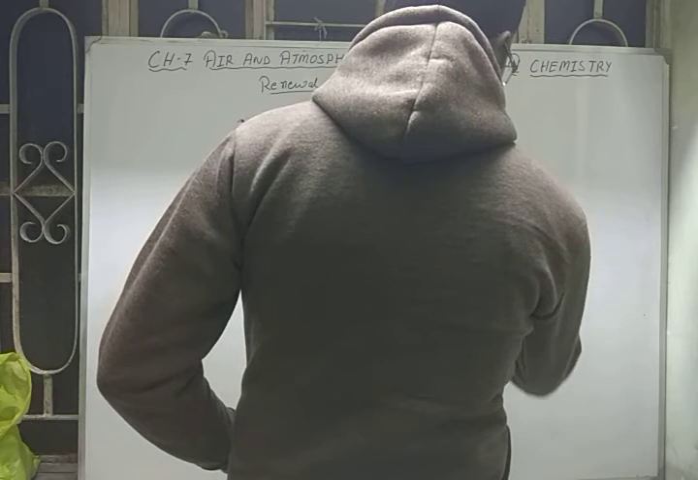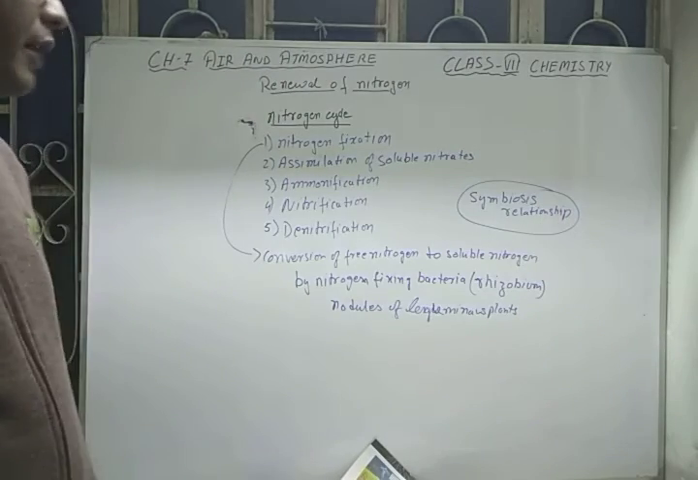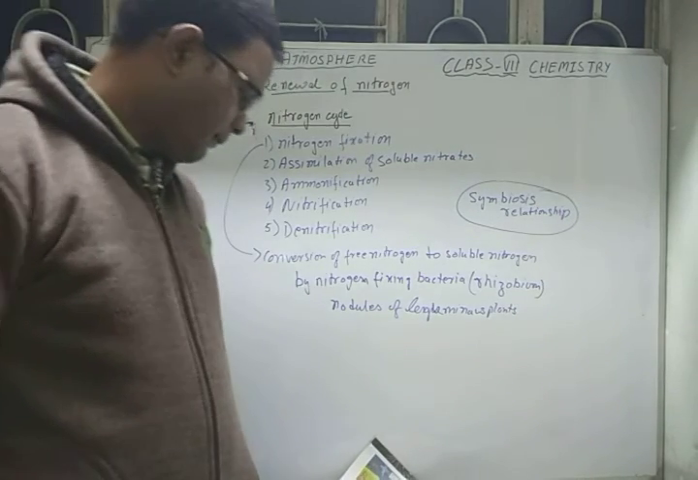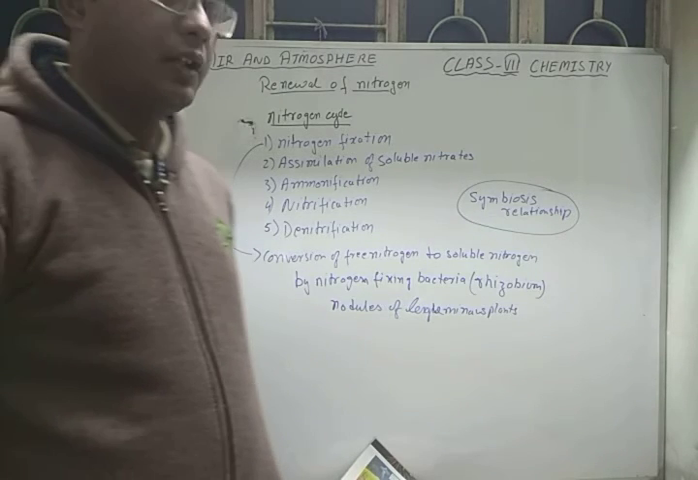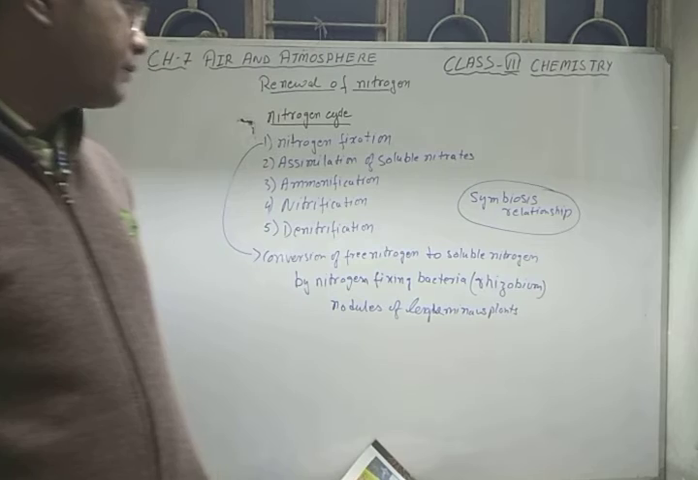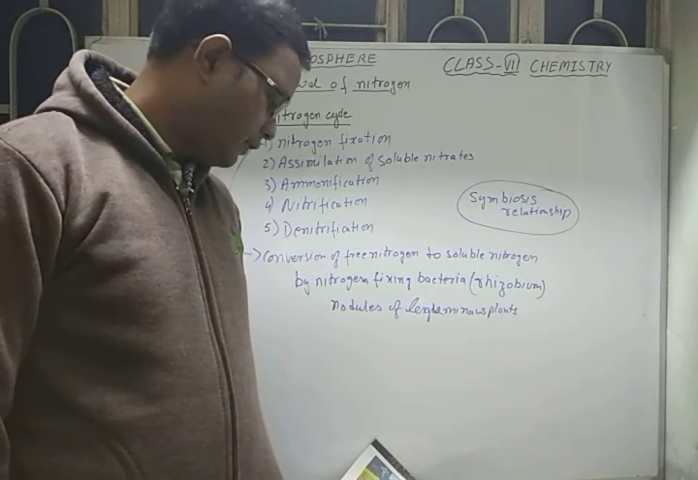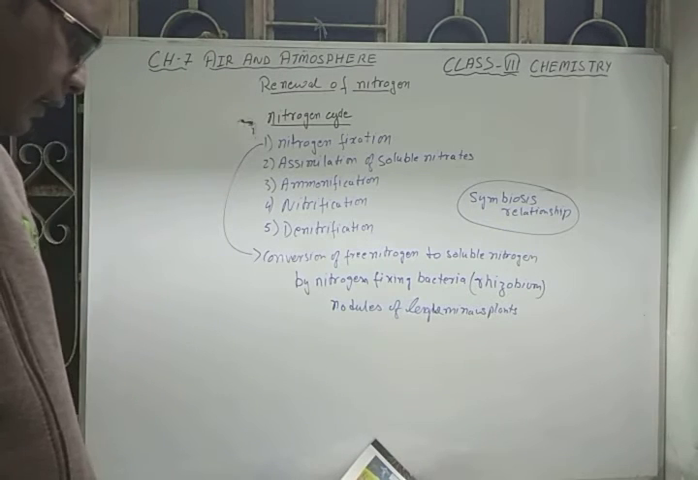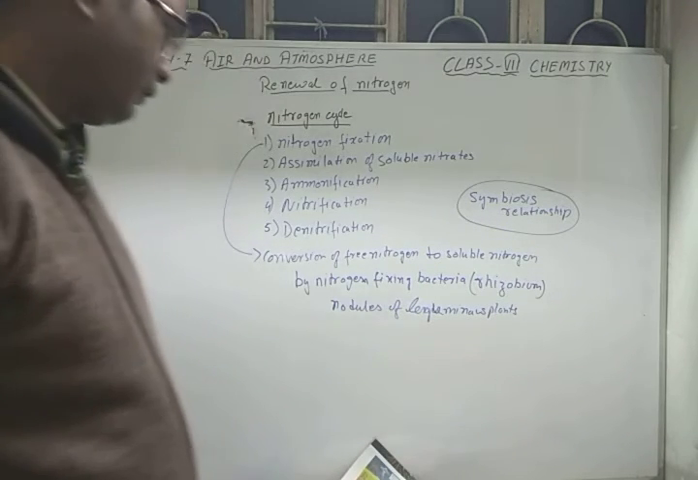So this is the important part of nitrogen fixing: symbiotic relationships are one of the ways by which rhizobium convert atmospheric nitrogen into soluble nitrates, which are used by the plants. Next, nitrates are also formed during natural lightning.